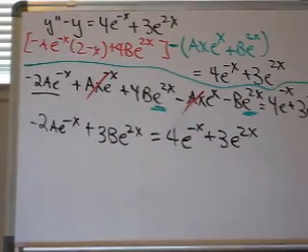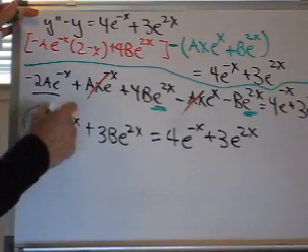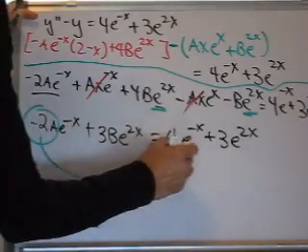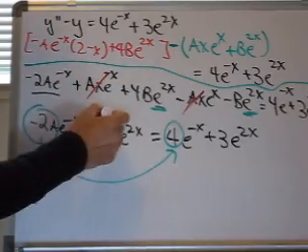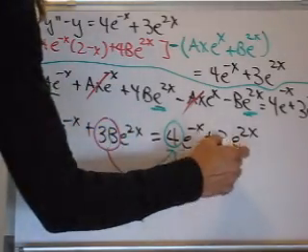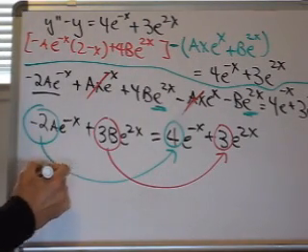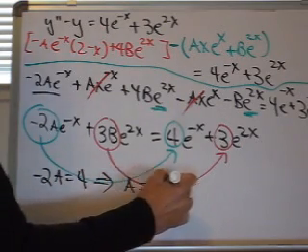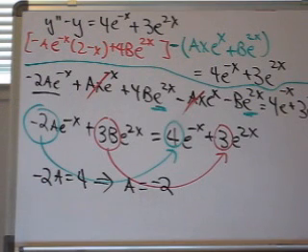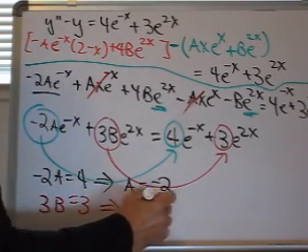Next I just set the coefficients of the functions on the left and right-hand side equal. So e to the negative x has a negative 2a, and that's going to be equal to 4. And the function e to the 2x has a coefficient of 3b, unknown, and that is going to have to equal 3. That's going to give me two equations. Negative 2a equals 4, which gives me that a is negative 2, dividing both sides by negative 2. And I get another equation which says 3b equals 3, which tells me that b has to be 1.